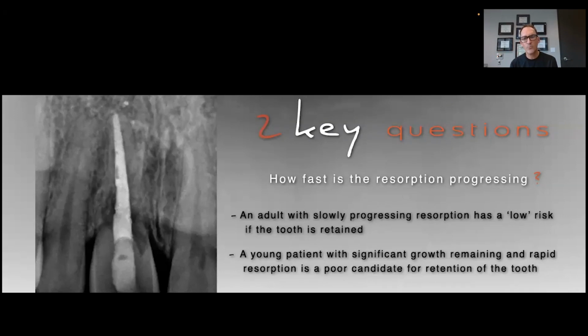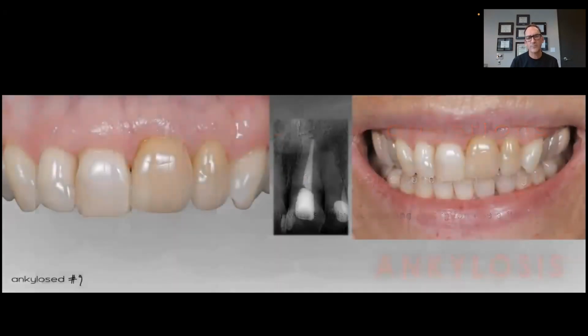So an adult with slow progressing resorption, low risk for keeping the tooth as long as I can manage the aesthetics. But a young patient with a lot of growth potential, the longer I keep it, the more challenging that case becomes. All right. So now let's go through some examples of ankylosed teeth and apply those concepts.